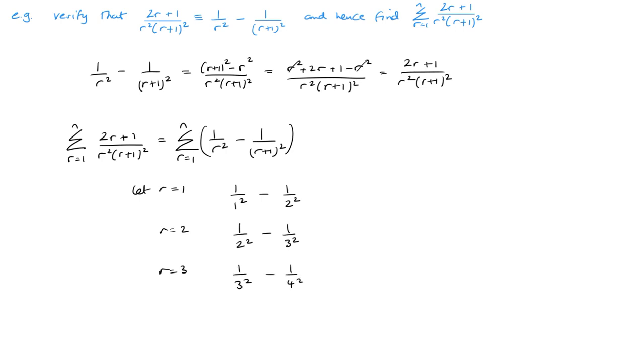I think you can see a bit of a pattern appearing here. We've got a positive 1 over 2 squared and a negative 1 over 2 squared, and those are going to cancel with each other. We've got a positive 1 over 3 squared and a negative 1 over 3 squared, and those two are going to cancel with each other. And we're going to go all the way down to r equals n, and this will be 1 over n squared minus 1 over n plus 1 squared.